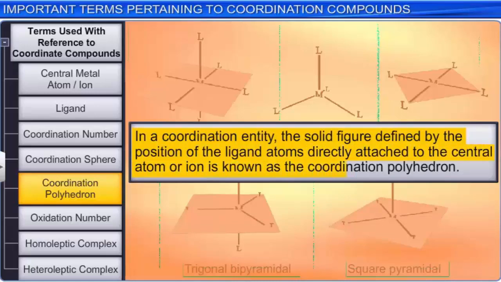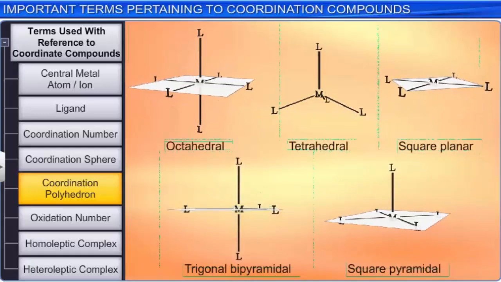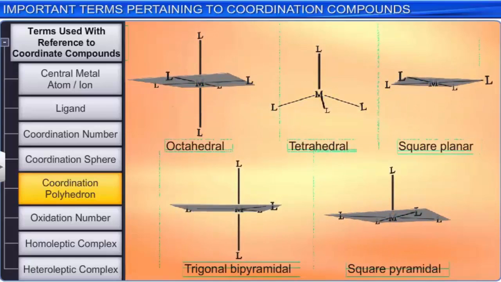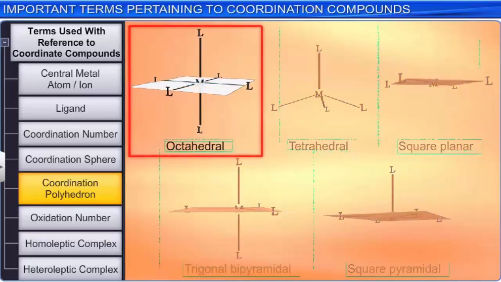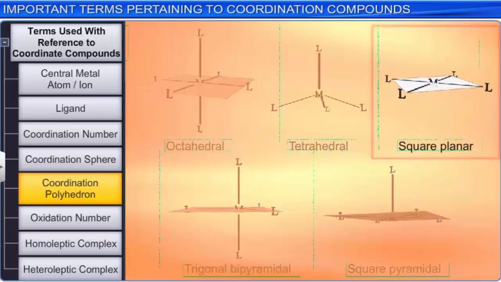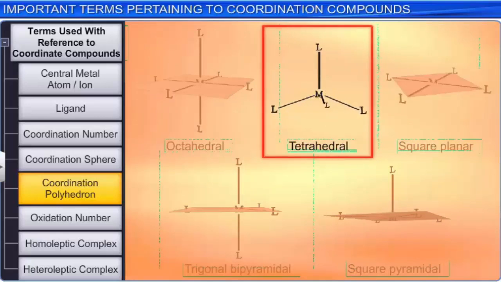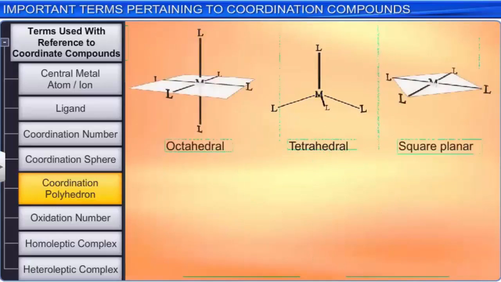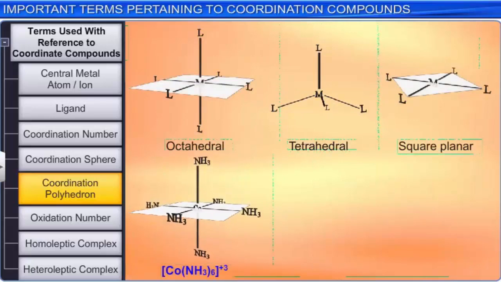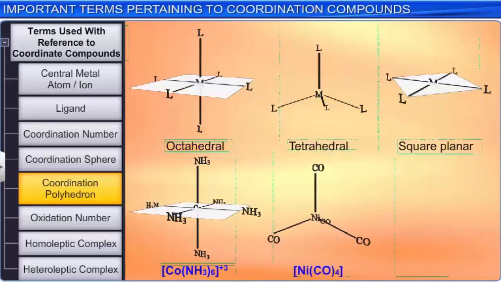The most common coordination polyhedra are octahedral, square planar, and tetrahedral. For example, [Co(NH3)6]3+ is octahedral, [Ni(CO)4] is tetrahedral, while [PtCl4]2- is square planar.